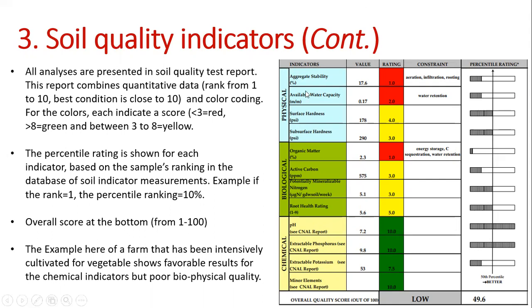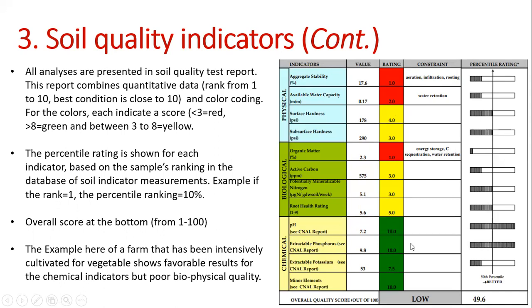Now let's look at this example. In this condition, this actually was done for a farm which has been intensively cultivated for vegetables. And because of this, you can look at the condition here. You can see that the physical condition of this farm is very, very bad. The aggregate stability and the water capacity are in very, very bad condition, and you have to focus on them.